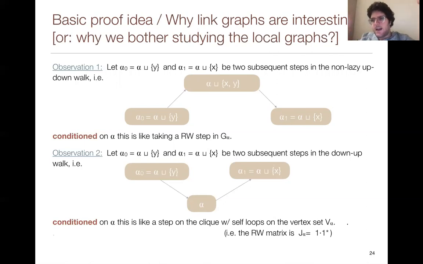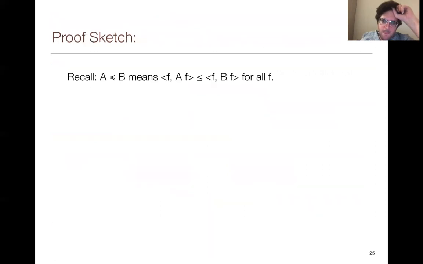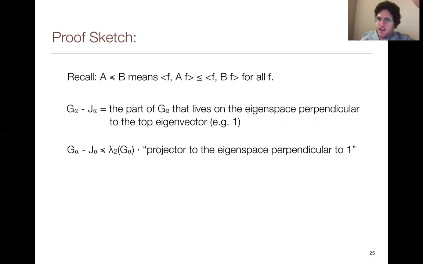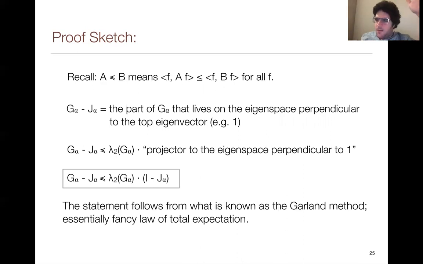So we have this basic idea: if you have an expander graph, that is a graph whose second eigenvalue is small, it is like a sparse version of the complete graph, so they shouldn't differ too much. And what we do is actually exactly that. We notice that the conditioned random walk matrix on alpha, in the down-up walk case, is just related to the projector to the top eigenspace of G alpha. So the difference between the two is something that we can bound relatively easily. And from this observation onwards, the statement just follows by what is known as the Garland method, which I don't want to get into, but it's essentially a fancy law of total expectation.